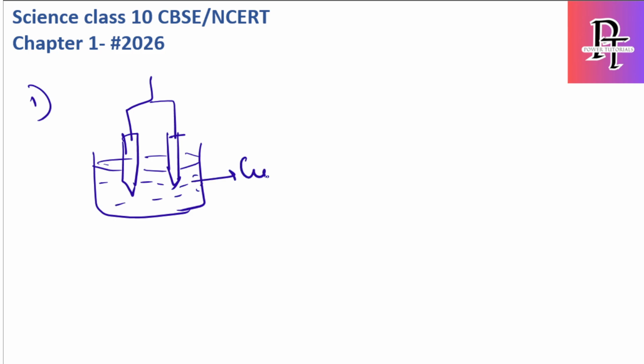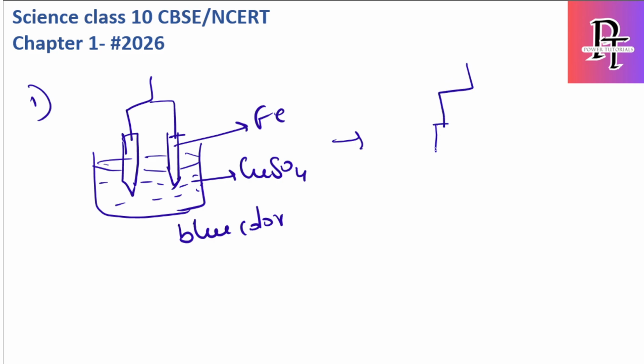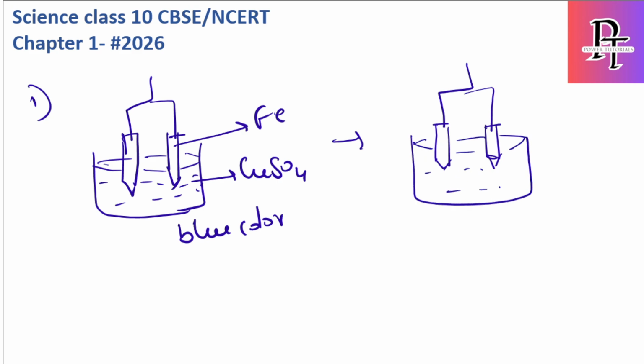Copper sulfate is blue in color, and we have kept iron nails. What will happen after some time? Previously this is blue color. Now after some time, the solution in the beaker will turn to pale green and the nails will change to brown color.